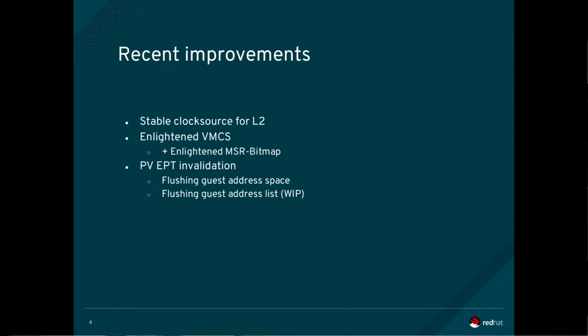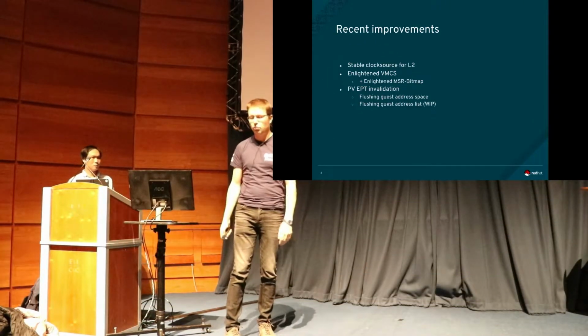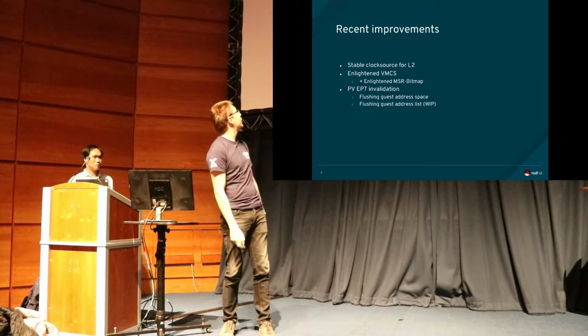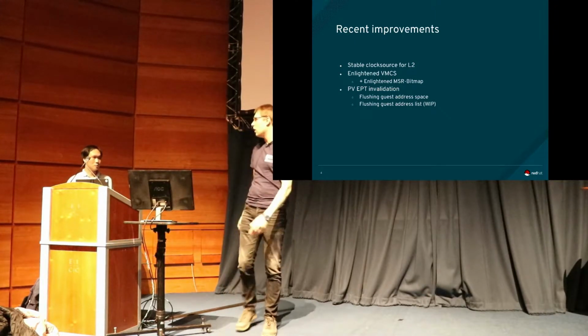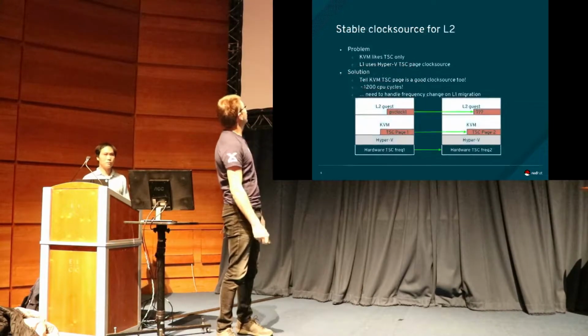So over the last year, we've done several things, and I'm going to walk through them and quickly explain why these things are important and what we've done. The first one is going to be the clock source, then Enlightened VMCS, and then Tianyu is going to talk about PV-EPT invalidation.